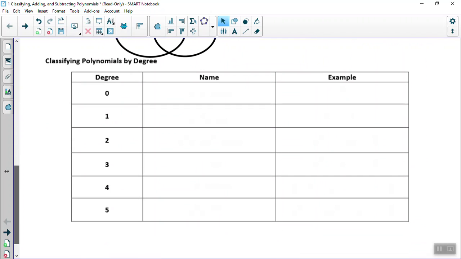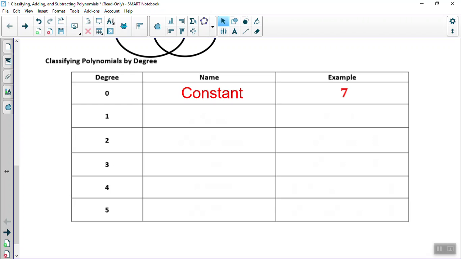So now let's talk about how we can classify polynomials by degree. So if it has a degree of 0, then we say it's a constant. The degree is based off of the variables. So if there's no variable, then we call it a constant and it has a degree of 0. So an example would just be 7. Any whole number, okay, would have a degree of 0.